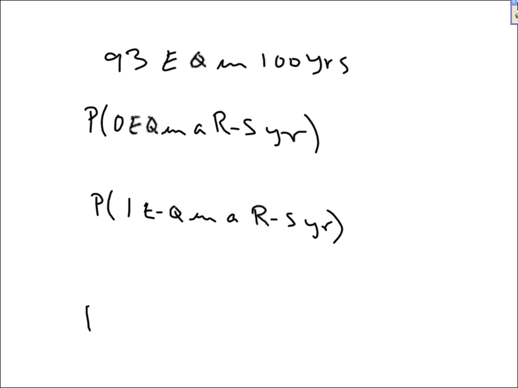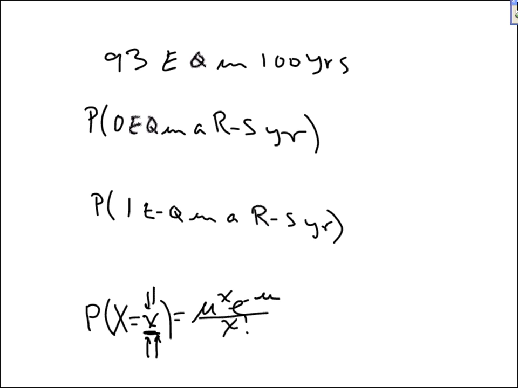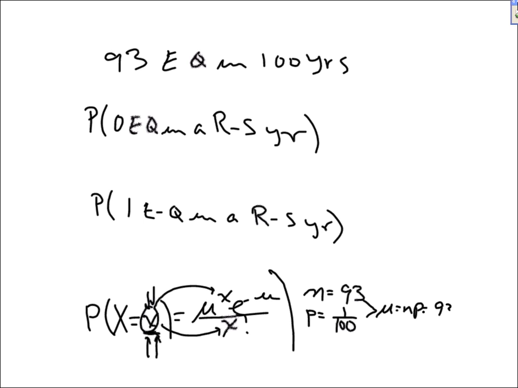Well, we know that the probability that X, which counts the number of earthquakes, equals this value, whether it's x or y or k or 7, is mu to the x, e to the negative mu, over x factorial. You insert the value for x, and whatever goes in here, it also goes here and there. Now, there are 93 earthquakes, and the probability that it happens in any one given year is 1 out of 100. So mu is np, which is 93 out of 100, or 0.93.